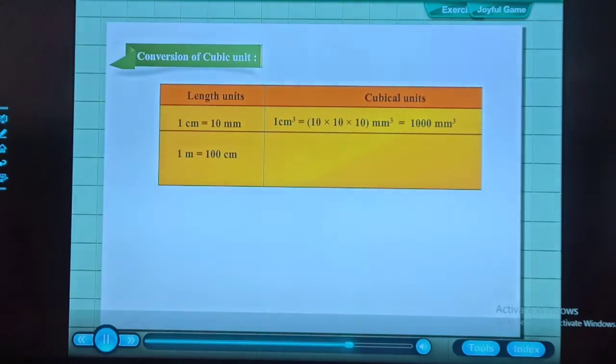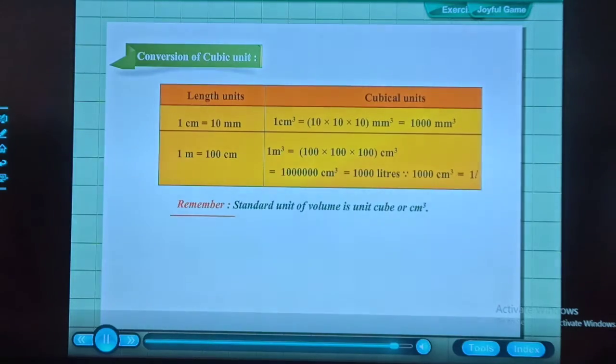1 meter is equal to 100 centimeter. 1 cubic meter is equal to 100 into 100 into 100 centimeter cube equal to 10 lakh centimeter cube equal to 1000 liters. Remember, standard unit of volume is unit cube or cubic centimeter.